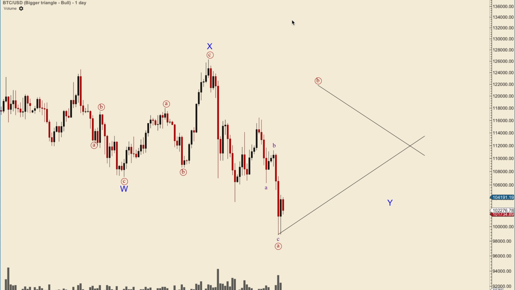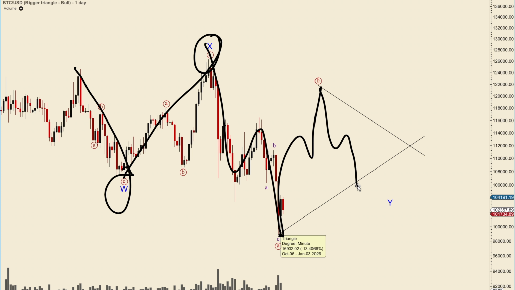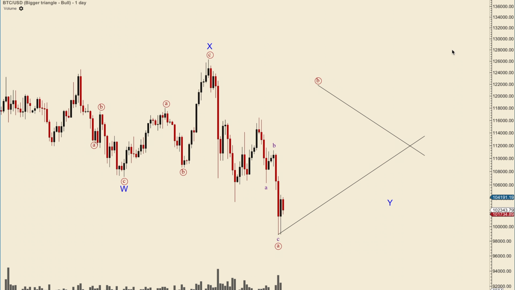And after that, we also have a bullish scenario. All of these were bullish, I forgot to say. Here we are counting this as a W, a wave X, and now a bigger triangle. So A, B, C, D, E, and then we go. This is also bullish.